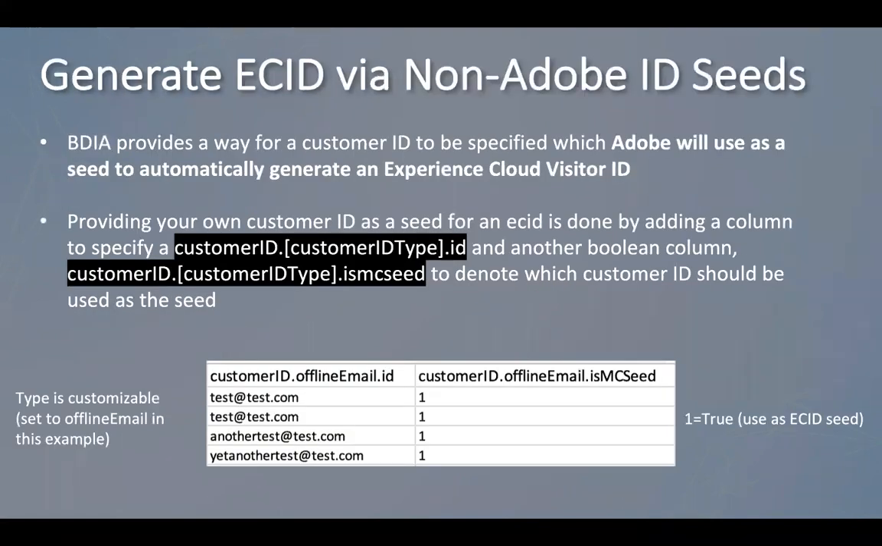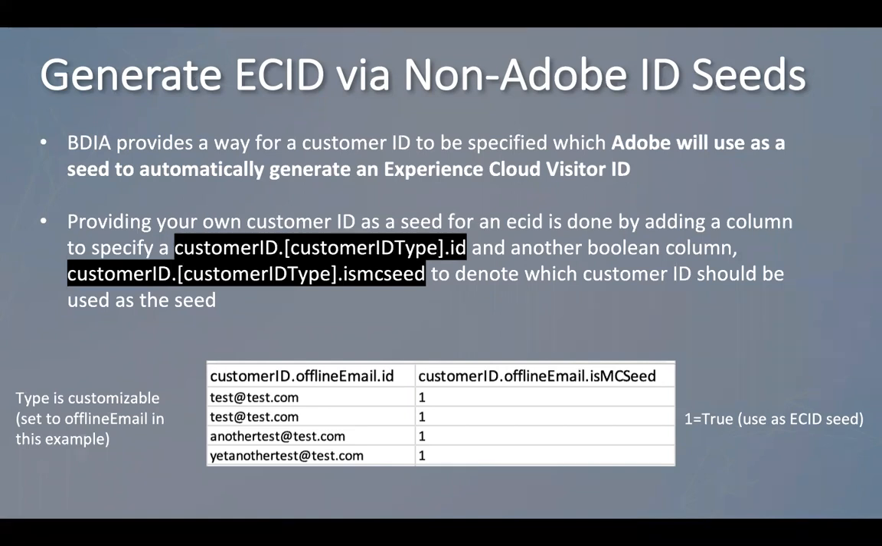So this is where it gets really, really cool, in my opinion. This is one of the most interesting things that I found with the bulk data insertion API: it allows you to generate Experience Cloud IDs or Marketing Cloud IDs via non-Adobe ID seeds. So it basically allows you to take a custom ID and pass it to Adobe, and they will use that as a seed to automatically generate an Experience Cloud Visitor ID.